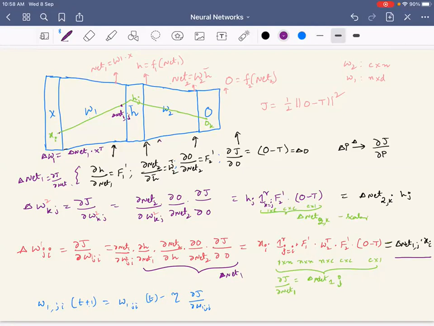And if you want to update delta W2, what essentially happens? Delta W2 is equal to delta net 2 into H transpose. That's all. Very good, that's how you should answer. And we get the weight update like that.